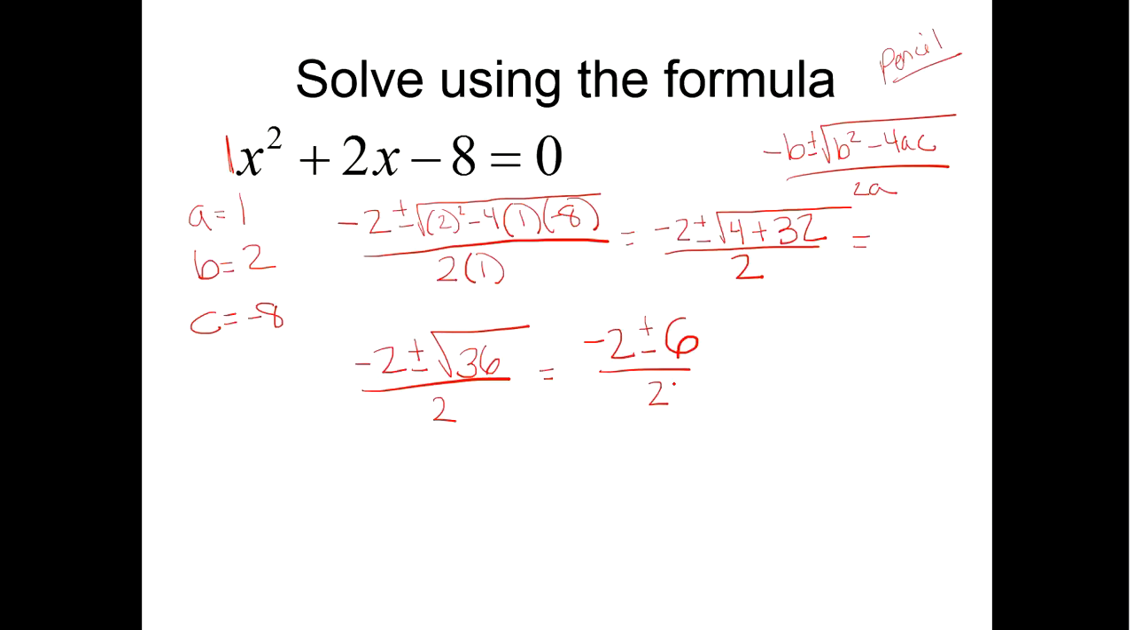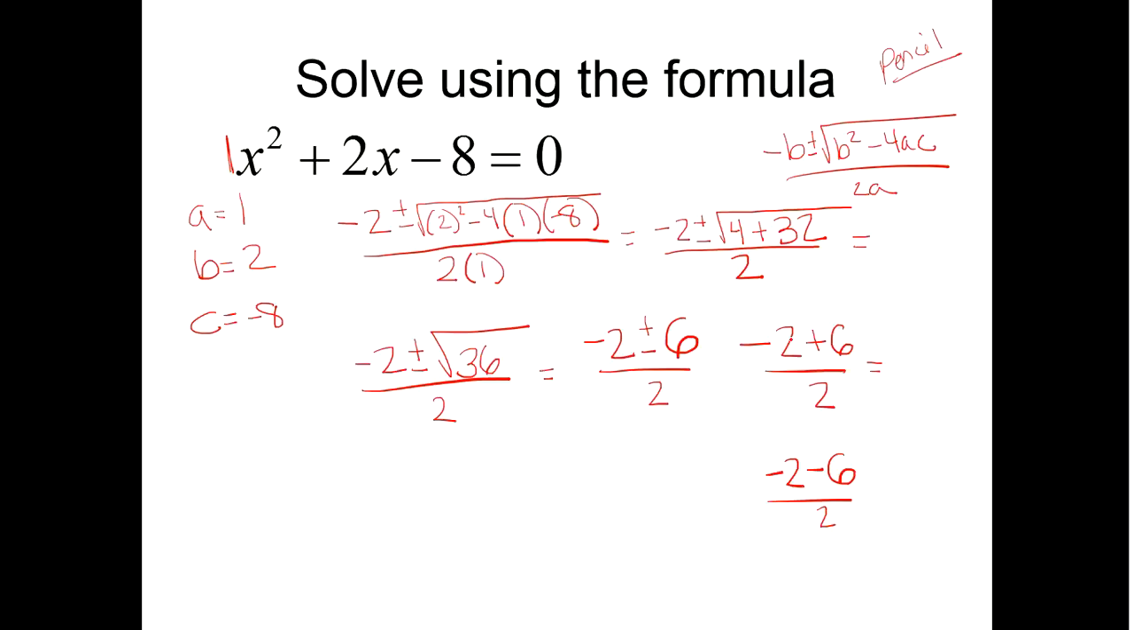Now you're probably saying, what the heck is this answer? Here's how you need to interpret it. It's going to be negative 2 plus 6 divided by 2. That's one answer. And then the other answer is negative 2 minus 6 divided by 2. That's what that plus or minus is saying. Either I'm going to add 6 or I'm going to subtract 6. So let's find the actual two answers.